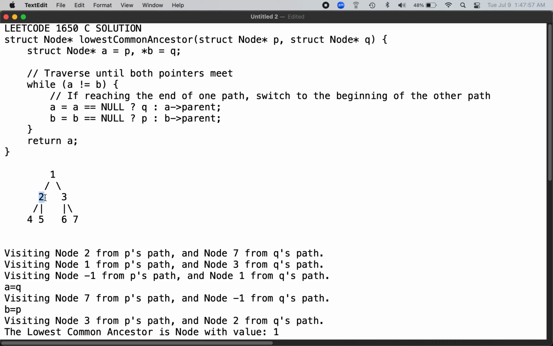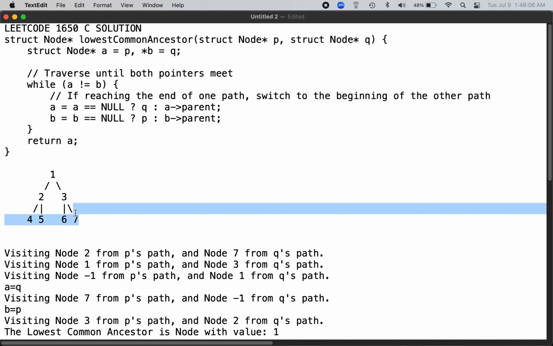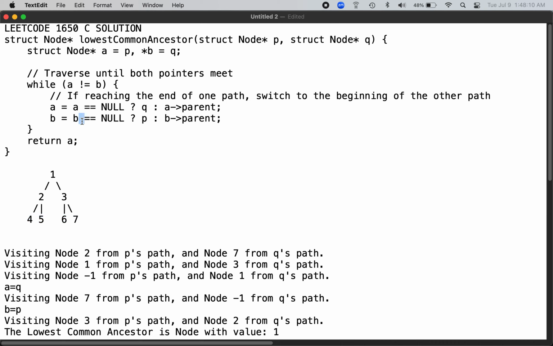So in this case 2 goes to 1 and then 1 goes to null, and B starts off at 7 and goes to 3 and then goes to 1. But there is a trick here. If A becomes null, then A starts off at Q, and if B becomes null, B starts off at P. So there is a switcheroo going on.